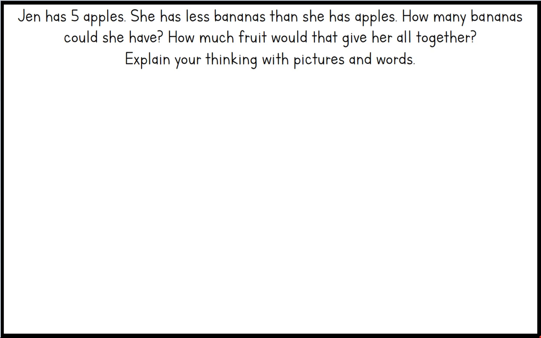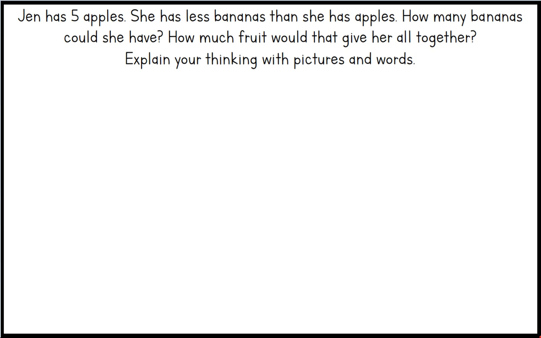So I'm going to go ahead and read our first problem. It says, Jen has 5 apples. She has less bananas than she has apples. How many bananas could she have? Notice that word could. How much fruit would that give her altogether? Explain your thinking with pictures and words.